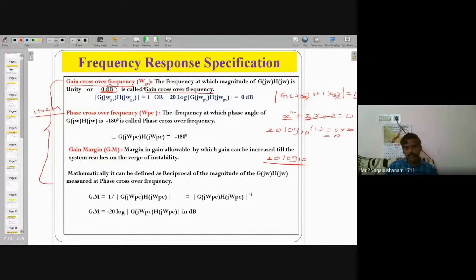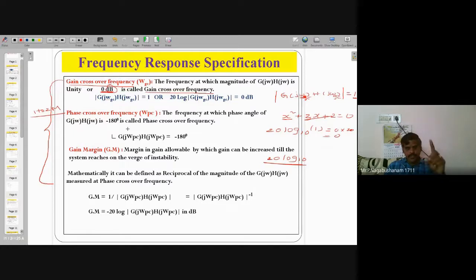Anyway, I will ask one theory question and one problem. It is easy. If I don't ask it in the second internal, I will ask it in the third internal. Why? The same terminology I'm going to use in the polar plot also. In the polar plot, gain crossover frequency, phase crossover frequency, gain margin, phase margin, all the terminology will come.